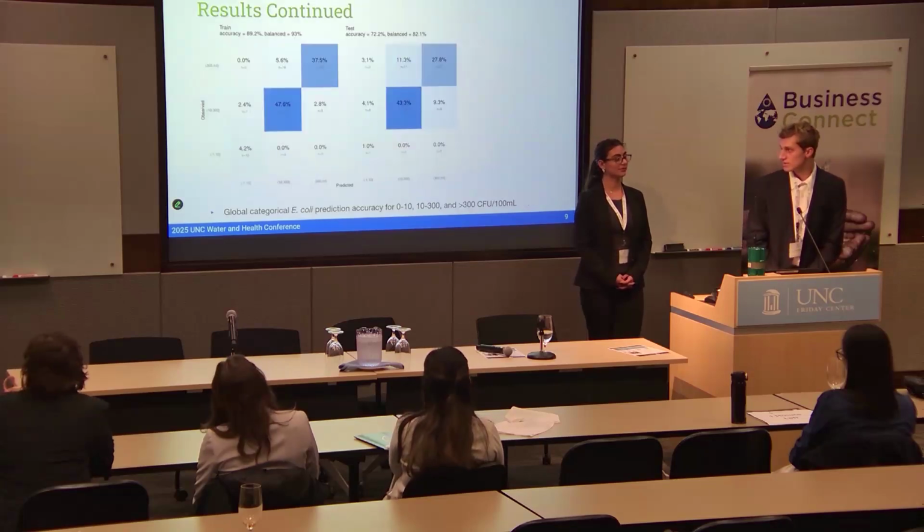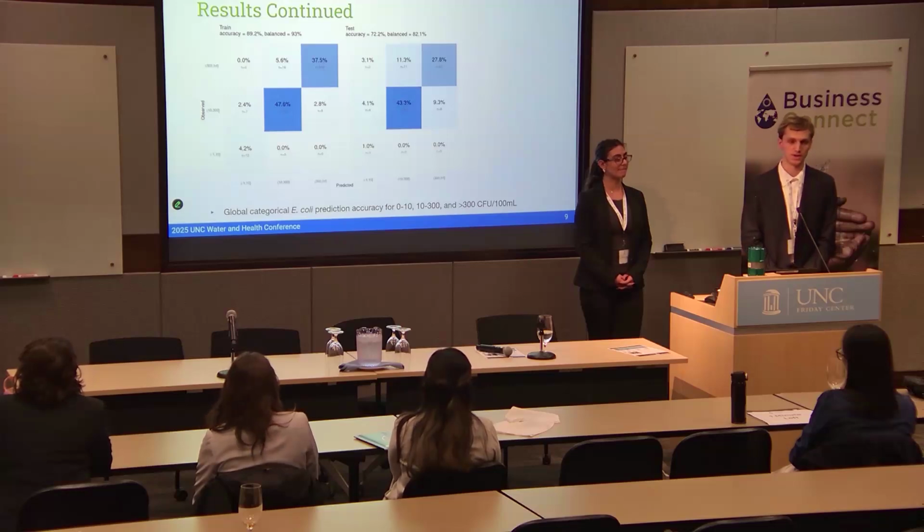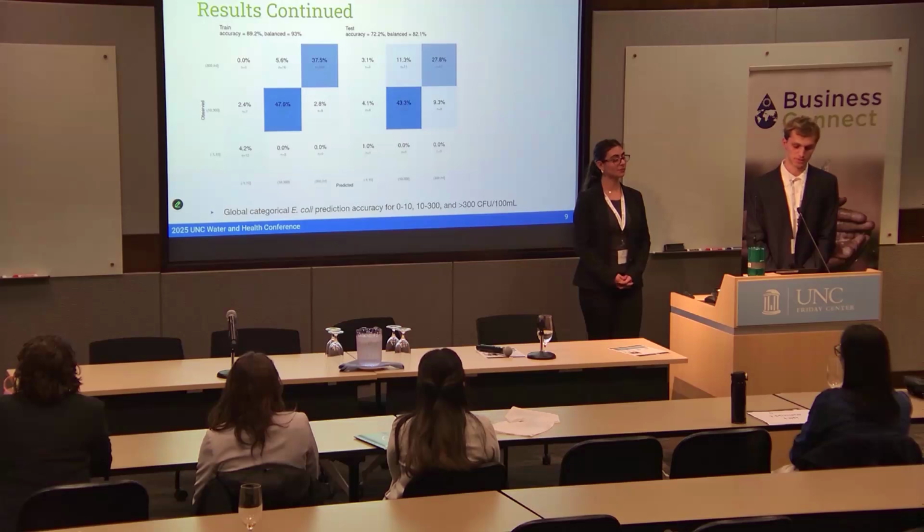We've had slightly better results in another model, which is a global categorical prediction. So this is how the sensor attempts to categorize a water sample as either low, medium, or high risk. These 3 categories are 0 to 10, 10 to 300, or greater than 300 colony-forming units per 100 milliliters of water. The darkness of these squares indicates how much of the data falls into the correctly predicted category. And again, here we're seeing about 20% error across all the predictions.